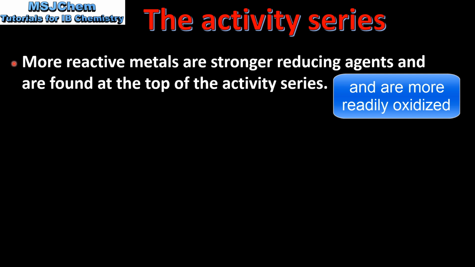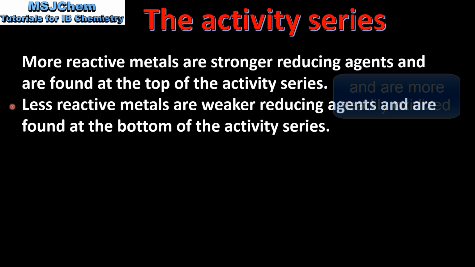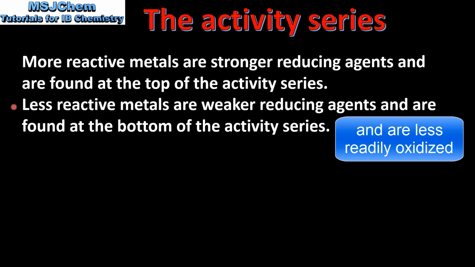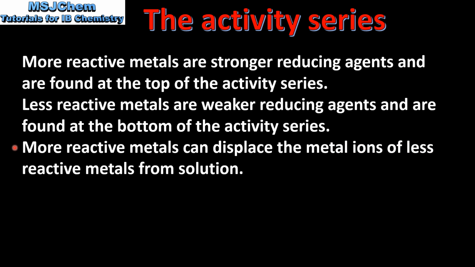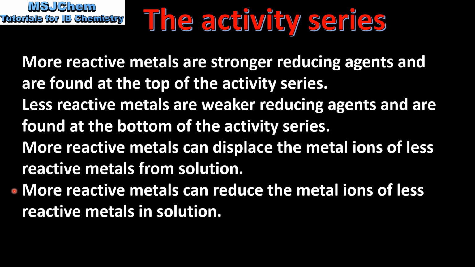More reactive metals are stronger reducing agents and are found at the top of the activity series. Less reactive metals are weaker reducing agents and are found at the bottom of the activity series. More reactive metals can displace the metal ions of less reactive metals from solution. And finally, more reactive metals can reduce the metal ions of less reactive metals in solution.